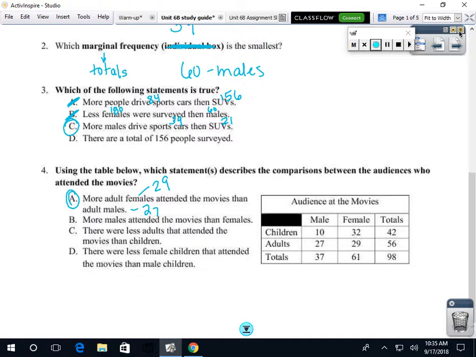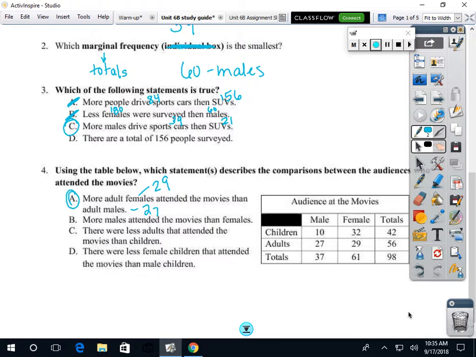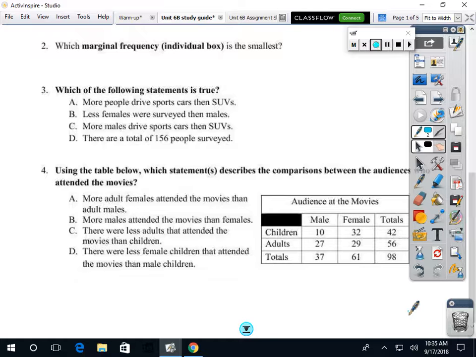All right, are there any questions on that first page? Anything you feel like I need to go over any more? No? Everybody's good on the first page. All right, everybody turn to the next page. Numbers 5 through 8.